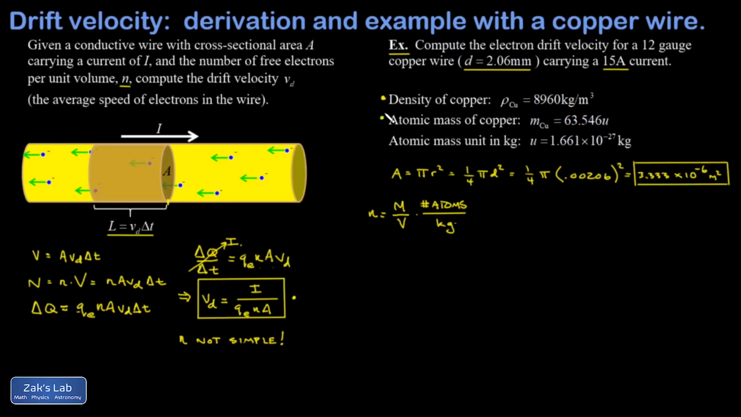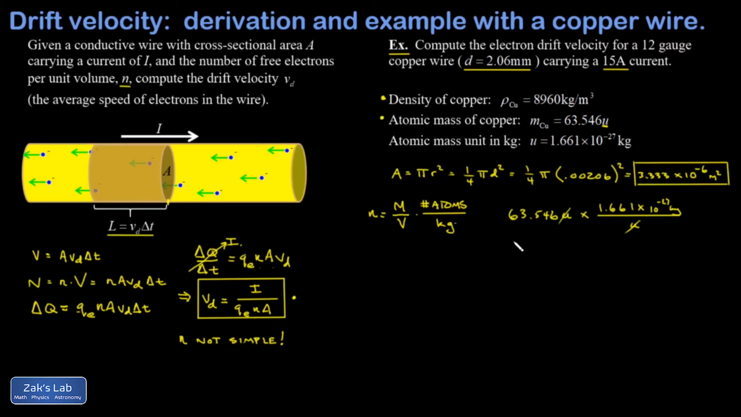So I looked up the atomic mass of copper, and I got it in atomic mass units, 63.546 atomic mass units. Roughly speaking, an atomic mass unit is about the mass of a proton. Well, I've got to relate to kilograms here. So I'm going to multiply by a conversion factor, 1.661 times 10 to the negative 27 kilograms per atomic mass unit, and those atomic mass units will cancel out.